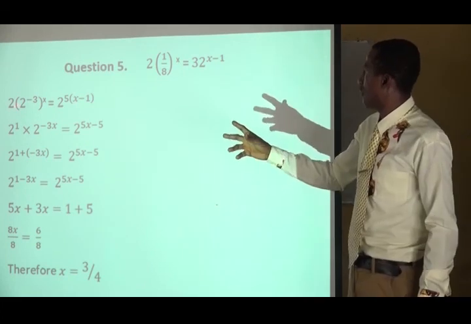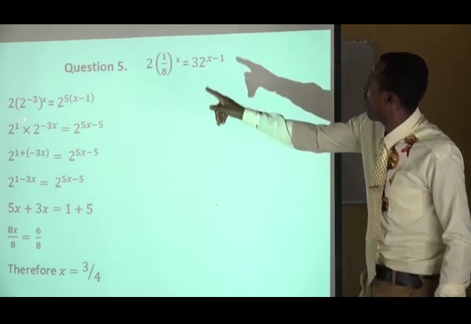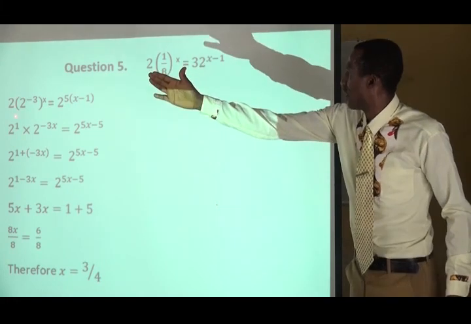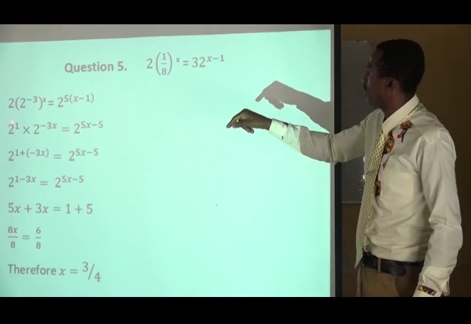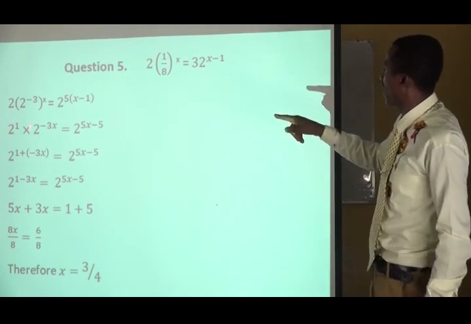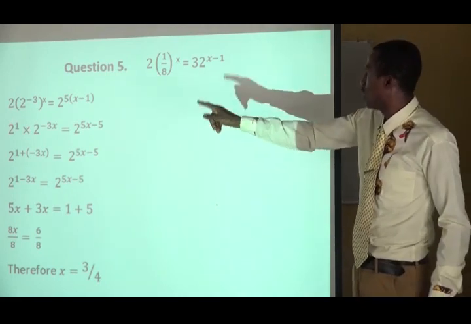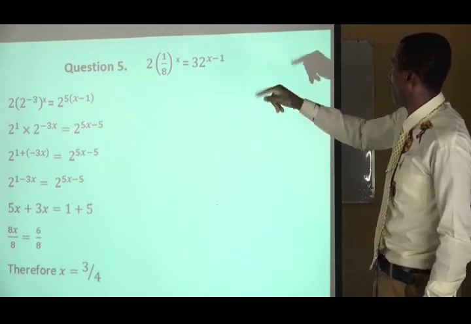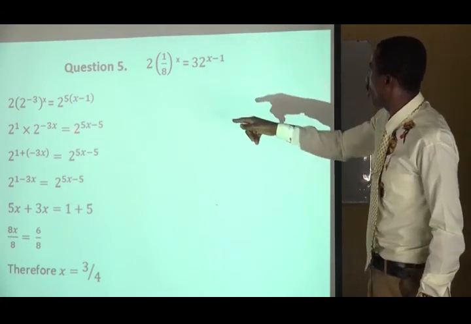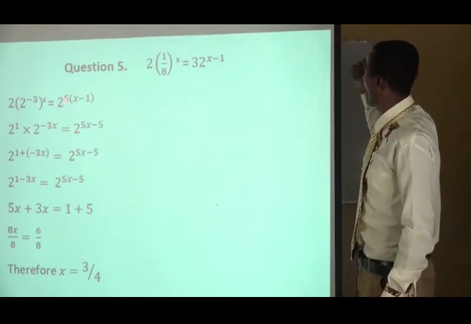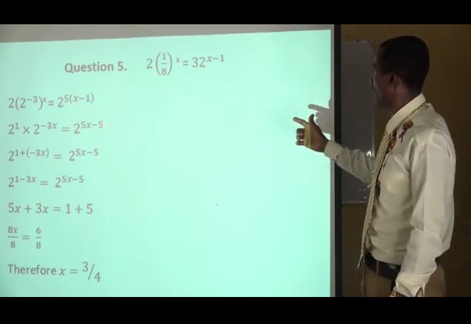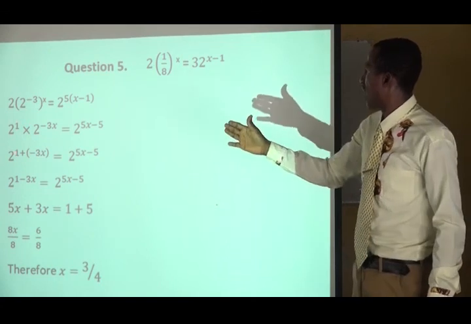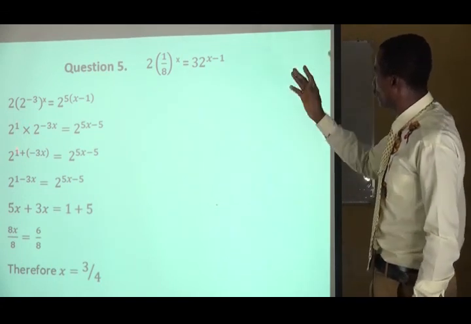And that becomes 2 to the power of 1. The power of 2 there is not written on the left, but mathematically it is 1. So that's why I wrote it 2 to the power of 1. Then minus 3 times x gives you minus 3x. So that becomes 2 to the power of 1 times 2 to the power of minus 3x equals, removing the bracket also on the right-hand side, 5 times x gives you 5x, and 5 times minus 1 will give you minus 5. So we now have 2 to the power of 1.